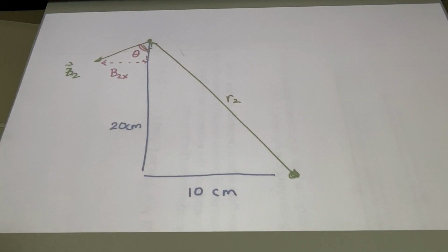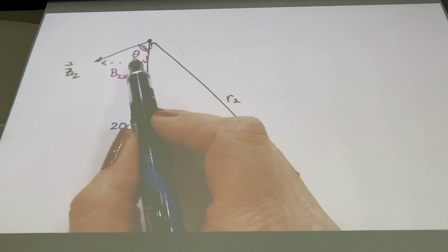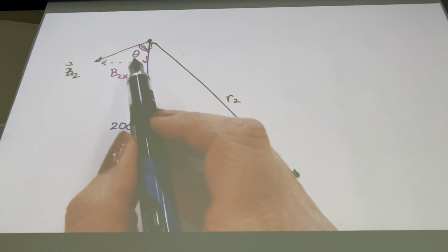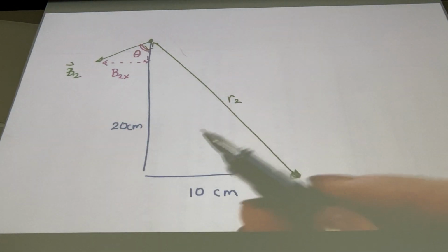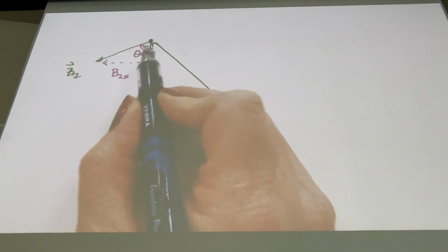A lot of these magnetic field problems often just reduce to doing some geometry, so try and stay careful when you're doing your geometry. The angle that I've labeled here, theta, is the one I'd like to figure out because I'll use sine and cosine to find my components. Let's see if I can figure out this angle. So this one I've labeled theta.